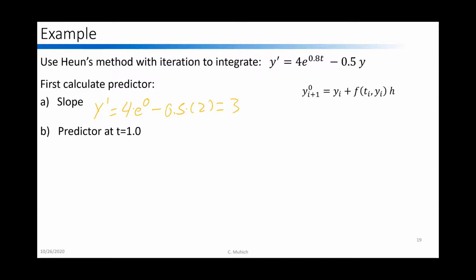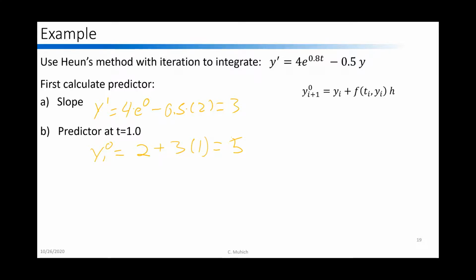Now I can determine my predictor at t equals 1. So we have, for my first step, y at 0 is my old y, which was 2, plus my slope, which was 3, times my time step, which was 1. And when I multiply all this out, I get 5. This is exactly what we had with Euler's method because we did Euler's method again.